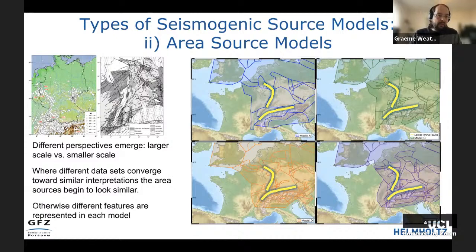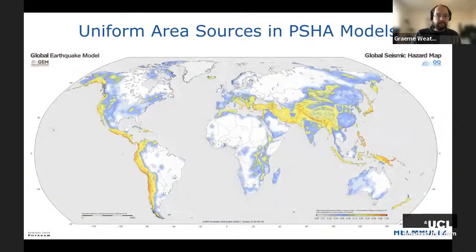And where we have quite different interpretations, we clearly end up with different zonations. But that's really reflecting how certain or how uncertain we, or the community, are about where the actual seismic sources are, which is a desirable feature of how the models should work. Our model-to-model uncertainty should be greater where we have less information or less data to constrain them.